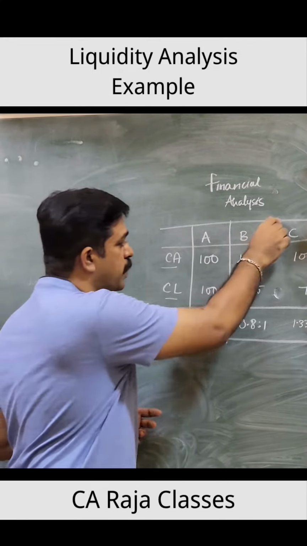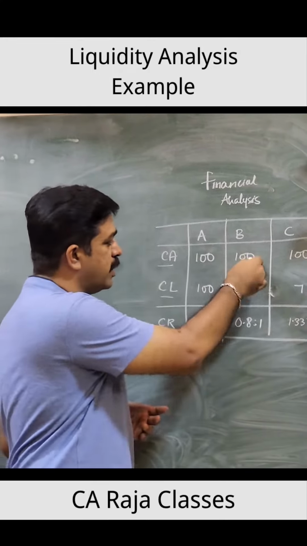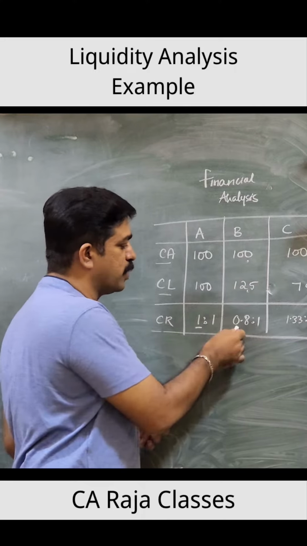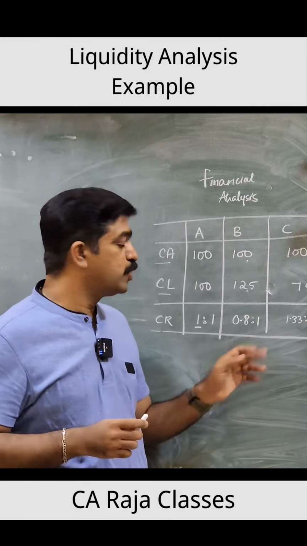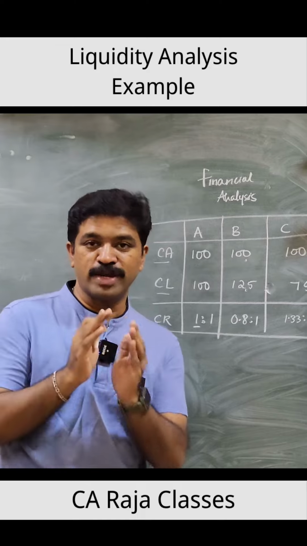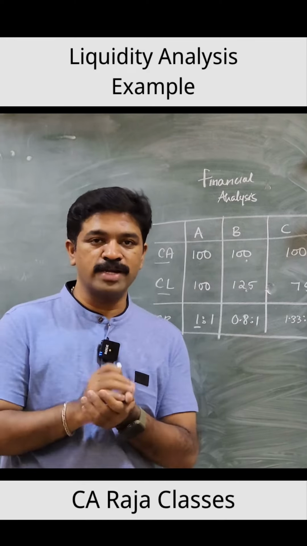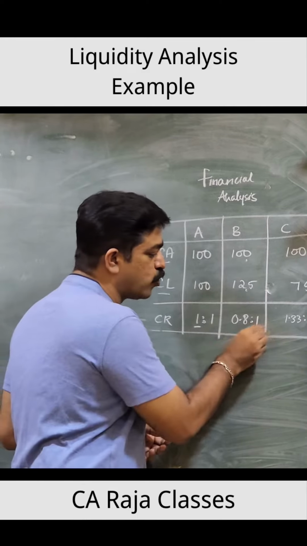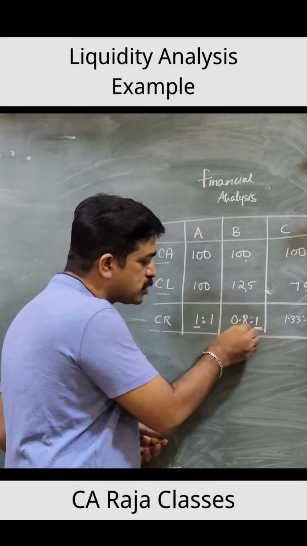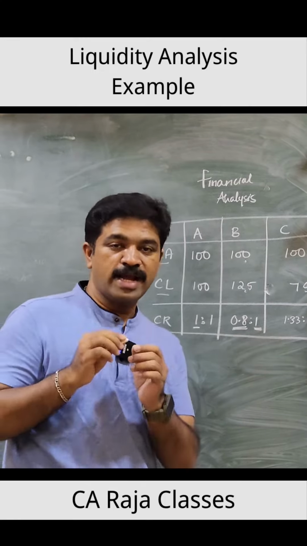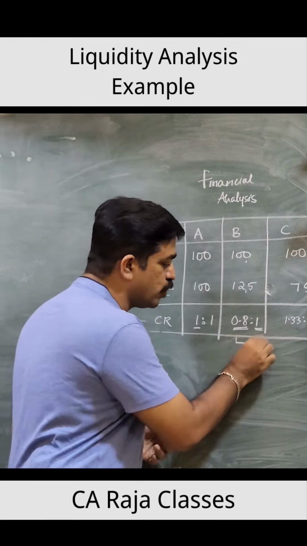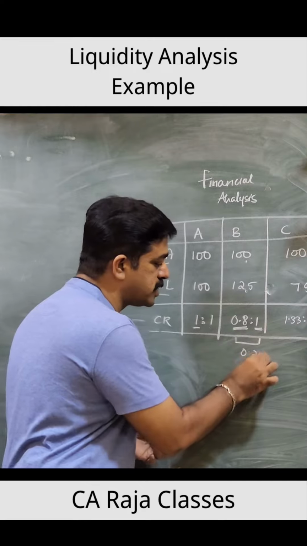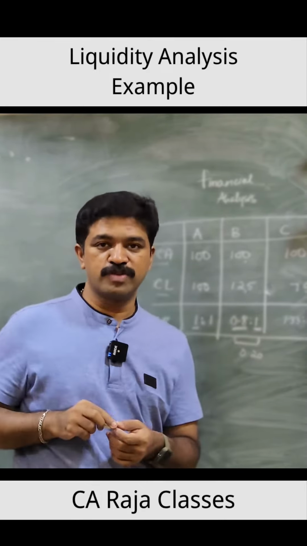Look at scenario B, where the current asset is 100, the current liability is 125, and if you calculate the ratio, 100 divided by 125, you get it as 0.8:1. It means for every 1 rupee obligation, they have resources of only 80 paise, and that clearly shows that there is going to be a shortage of 20 paise for every rupee of the obligation.